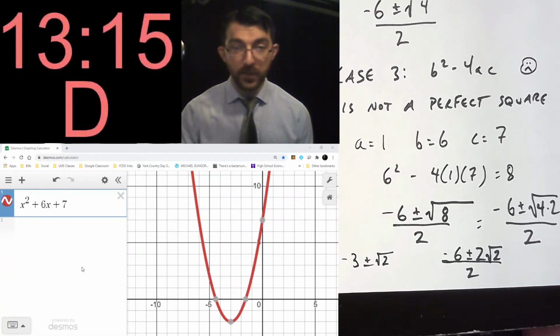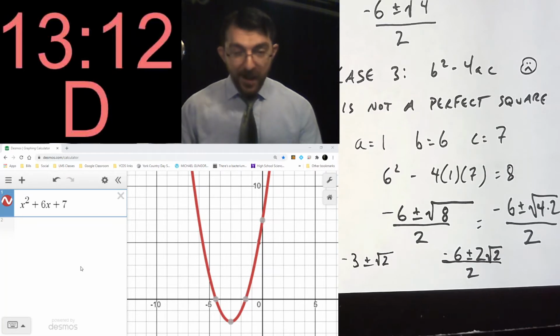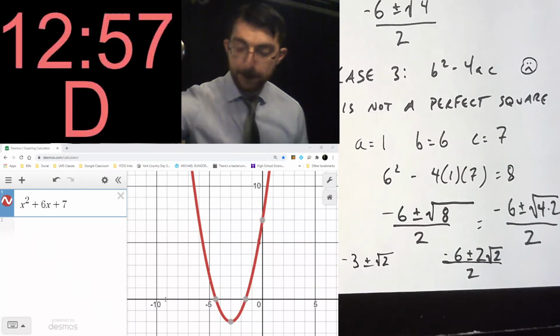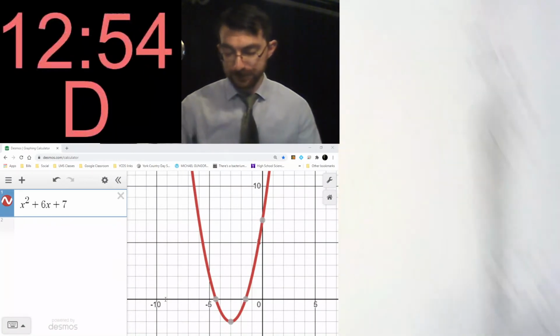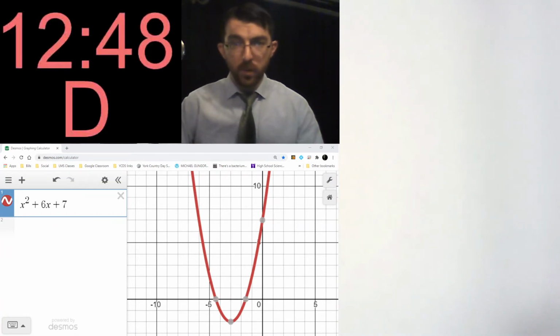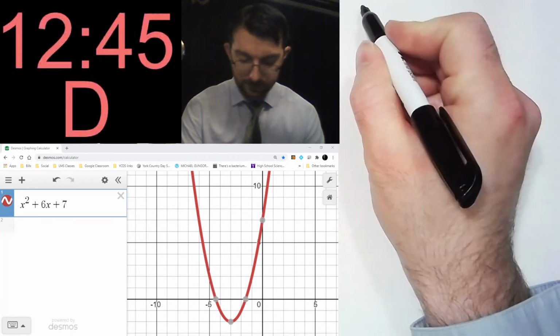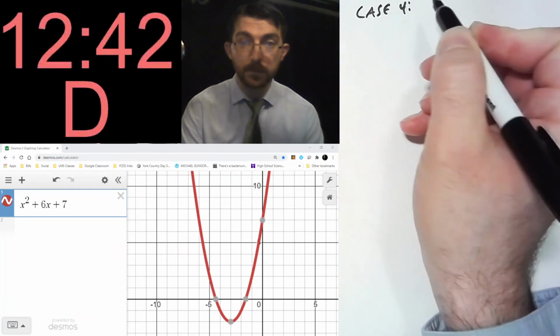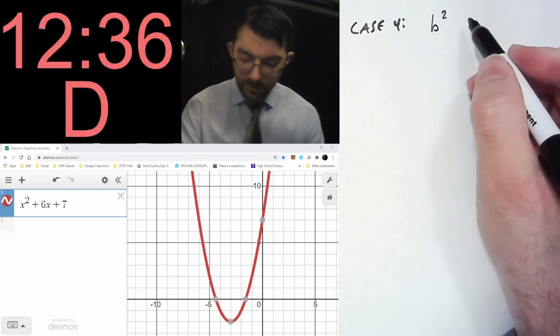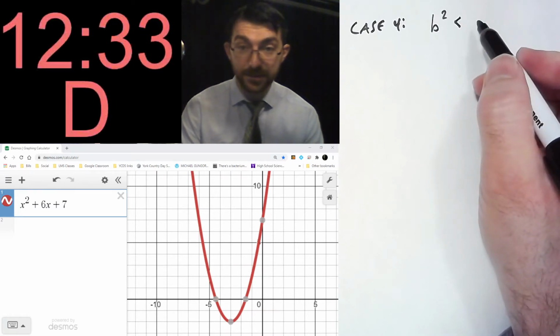Okay. So you'll notice I was moving this parabola around by only changing c. I'm trying to not overcomplicate it, so I'm going to keep only changing c. But here's case 4. Case 4 is where b squared is less than 4ac.